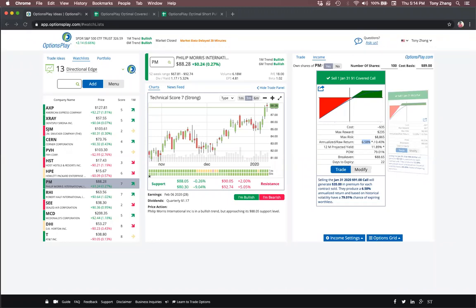So you either have to have enough cash to buy the stock to deliver it, or you need to exercise your long call, which means that you're going to lose out on the extrinsic value of that call. So be careful of that when you're doing that.